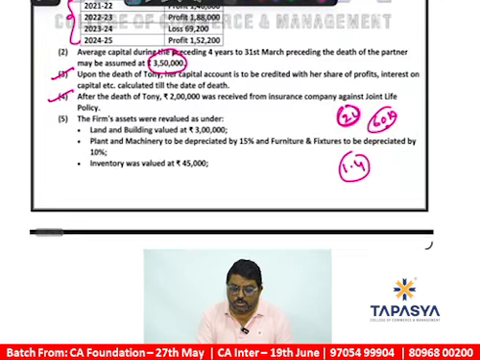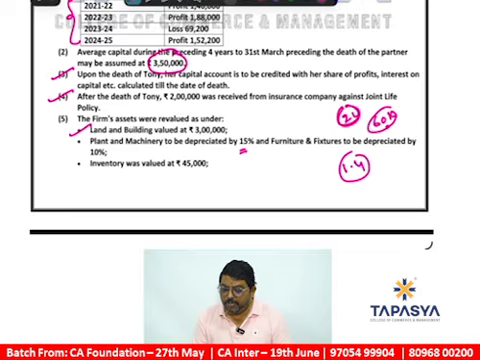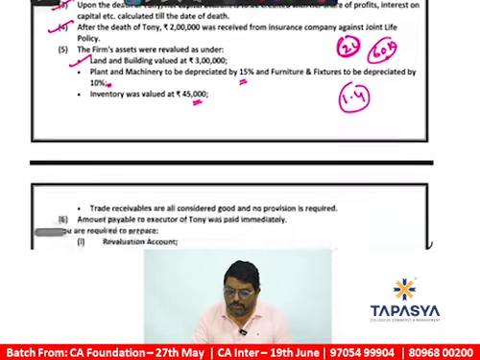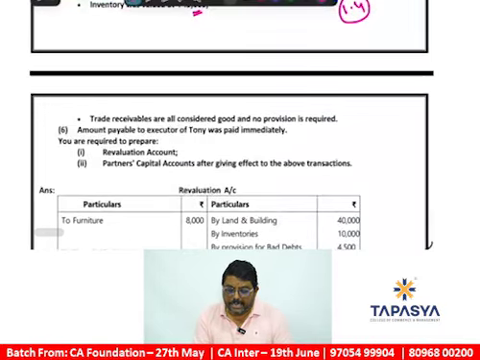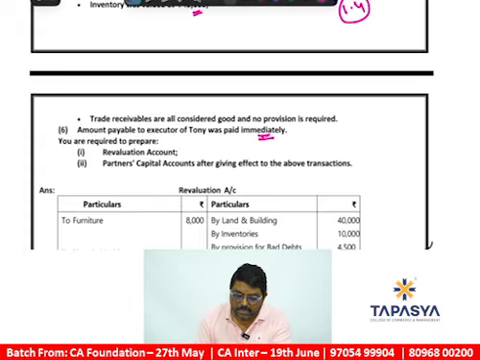Okay? How is revaluation done? Land and building at 3 lakh rupees, plant and machinery depreciated by 15%, furniture and fittings depreciated by 10%, inventory valued at 45,000. Okay? Trade receivables are all considered good and no provision for bad debts is required. The amount payable to the executor of Tony, meaning the legal representative, was paid immediately.